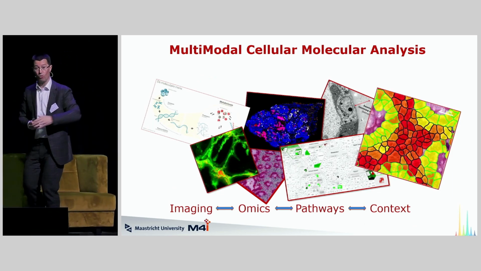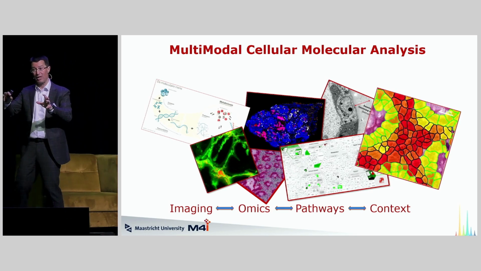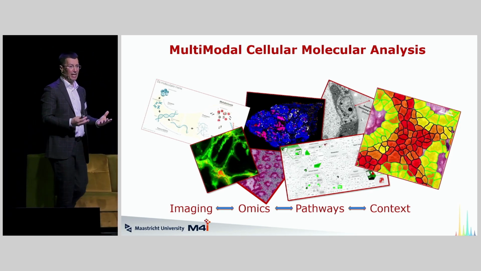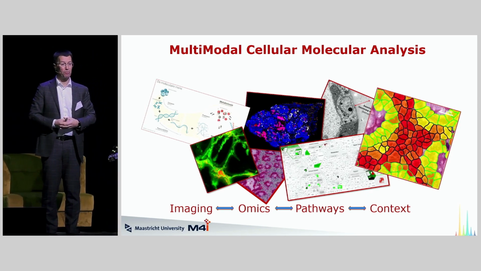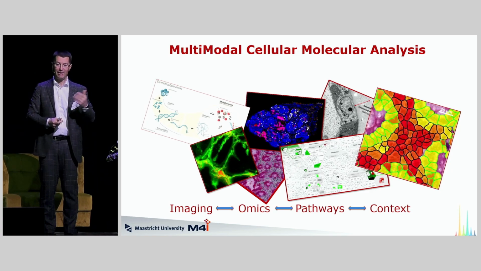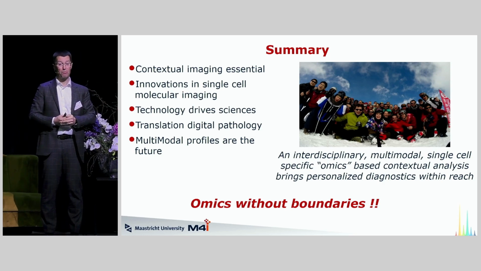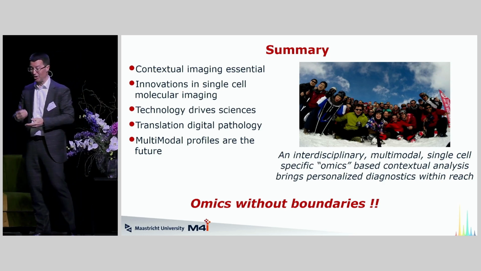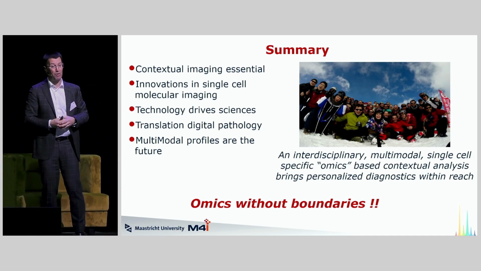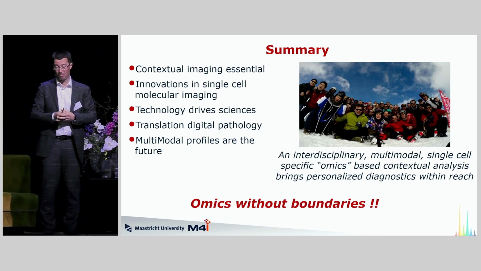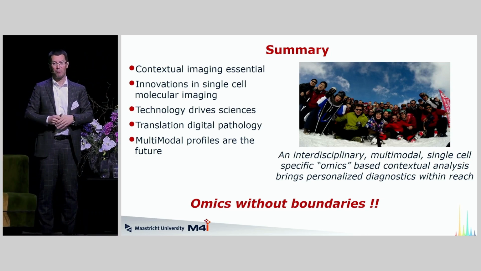I hope to have shown you how imaging, omics, and pathways in the context of a tissue really provide much better insight into what is going on in a tumor biopsy taken directly from a patient. And that, I think, really helps us move forward in making personalized medicine much more realistic by doing an interdisciplinary single-cell omics approach integrated into our diagnostic pipeline. So, in other words, we shouldn't think about specific boundaries in omics anymore, but we should just apply everything we know to the problems that we face.